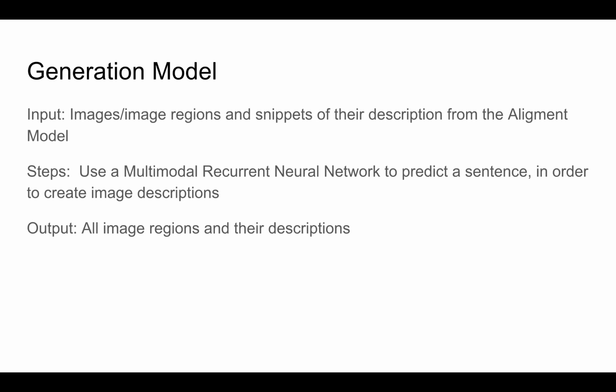Okay, and then the generational model uses as its input the output from alignment. So we'll have our 19 or 20 images or so, and also the top words that align with them, and it'll use that and a multimodal recurrent neural network to predict a sentence or a phrase to go along with our image. And then that will give us our final output.